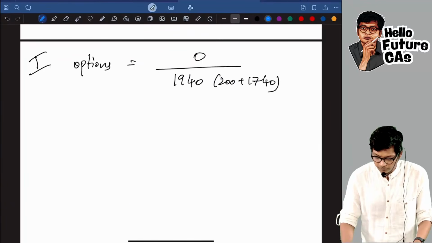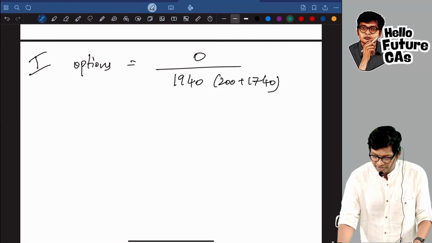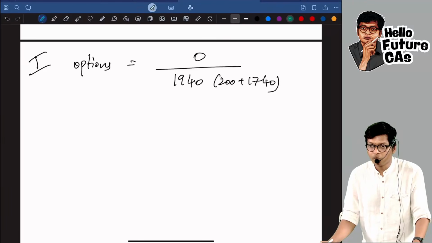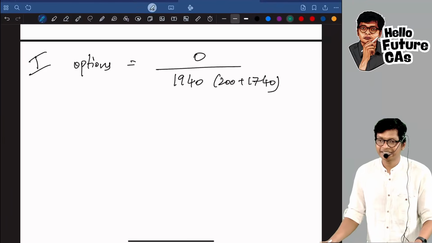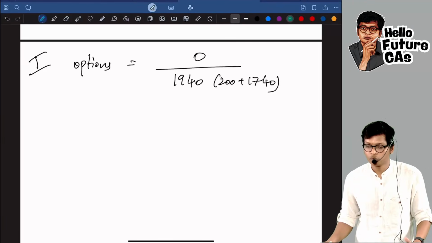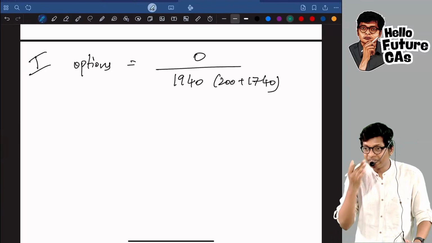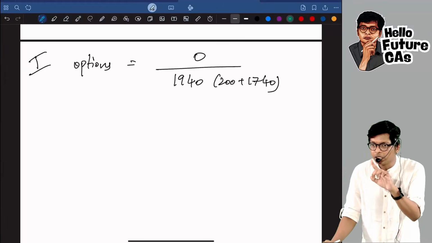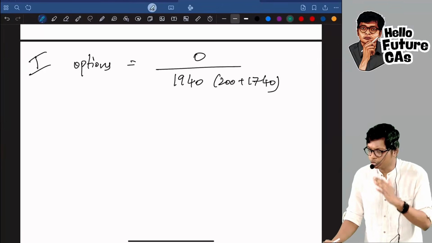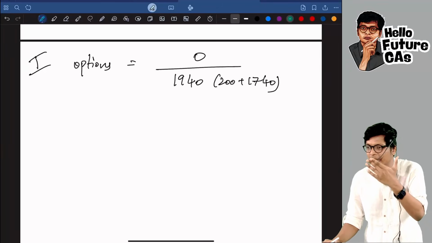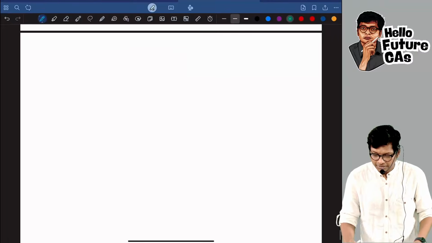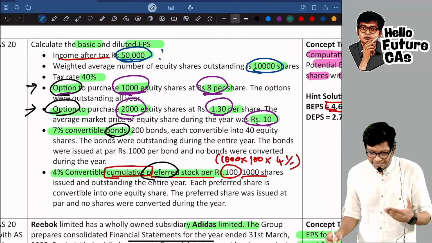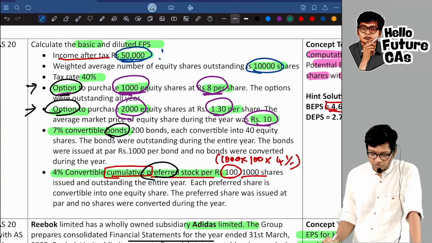So options is going to be 1940. Are you all with me, guys? Is the sum over? No. We still have to go for preference and bonds. But which is the first rank? Options. I told you the shortcut. Usually options will be first rank because only the numerator is there. Okay. Next, let us go now for the same order. Bonds.